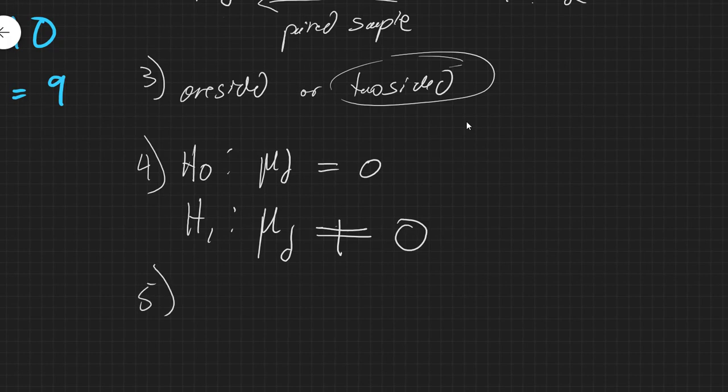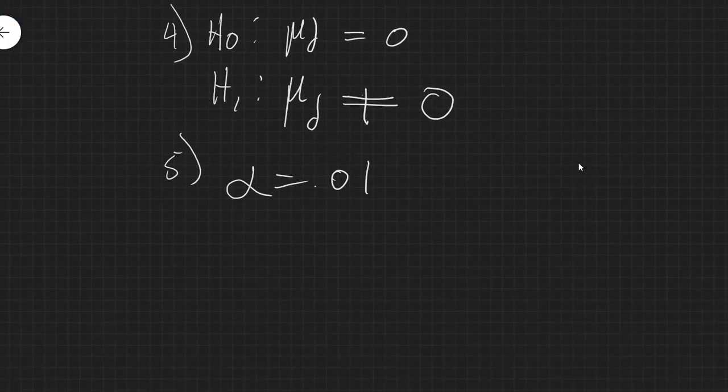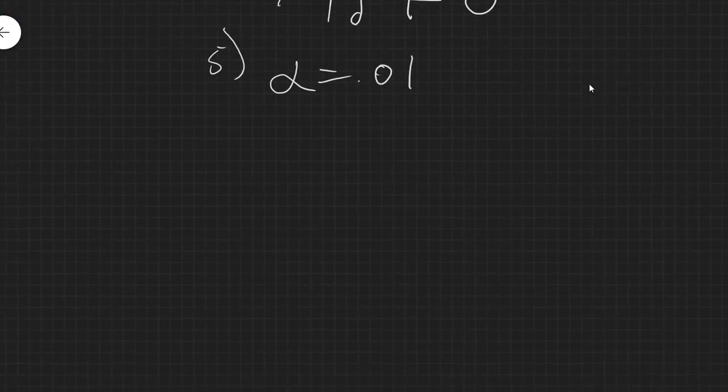Step 5 is alpha. Have we specified an alpha? We have not. Let's do that now. Alpha is equal to 0.01. If you're doing this out of a textbook, you should be able to find the specified alpha. If you're doing this on your own, you are the one who gets to specify alpha. You get to select or specify the level of the test.